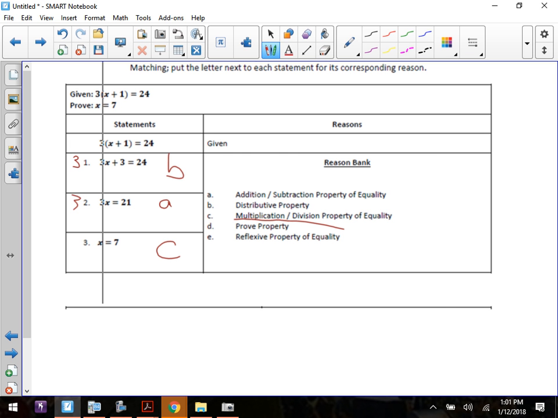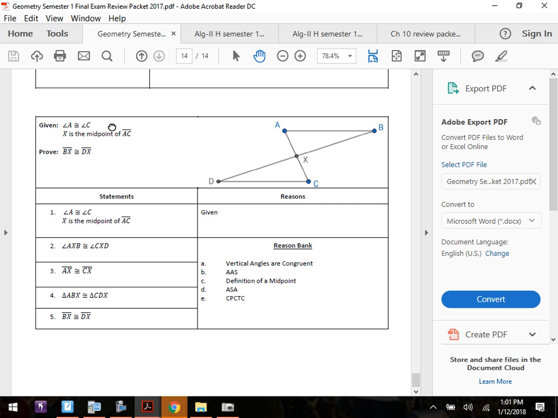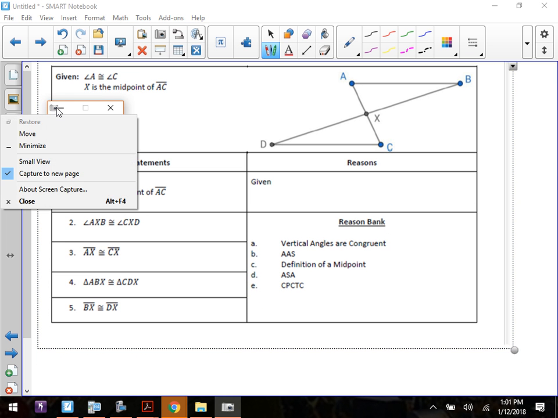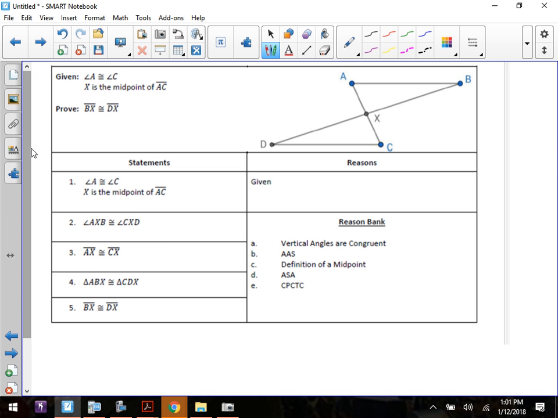Same thing goes for the geometry one. Remember the rule, my suggestion to you guys over and over again was always to mark your diagrams. As you start with your givens, if you're given that A and C are congruent, what are you going to do to the diagram? You're going to mark it.